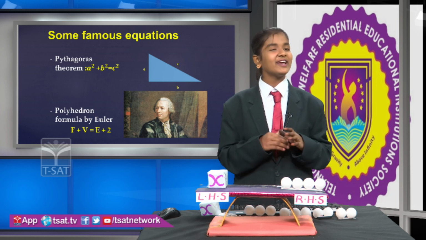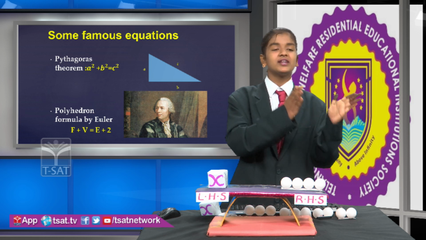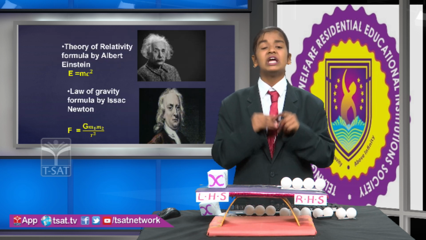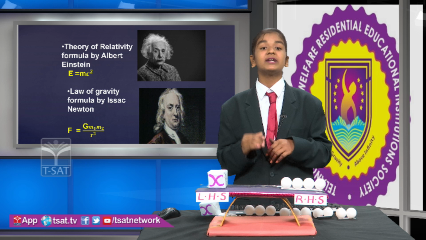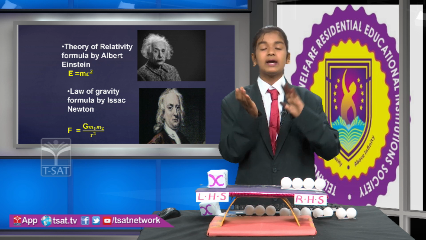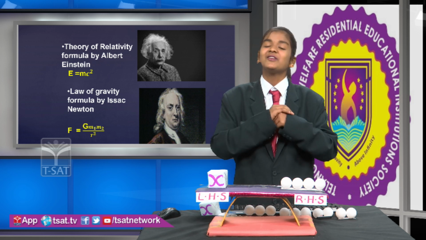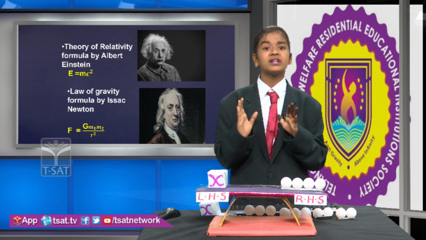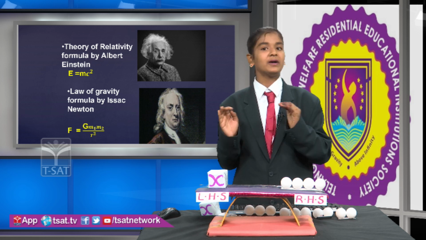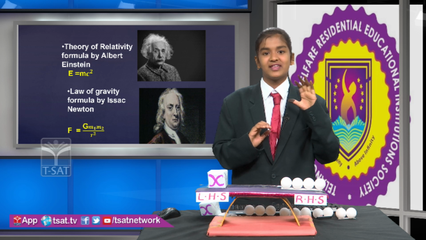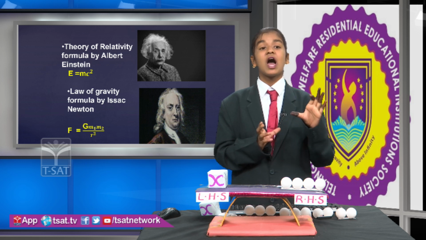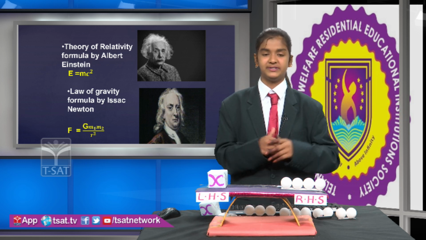And the next one is the polyhedron formula by Euler. That is faces plus vertices equals edges plus 2. And the next one, friends, theory of relativity, formula by Albert Einstein. That is E equals mc square. Albert Einstein showed that mass and energy are interchangeable concepts. And the next one, friends, law of gravity, formula by Isaac Newton. That is F equals G m1 m2 by r square. This formula was given by Isaac Newton in 1687 to calculate how much force is between two large objects.